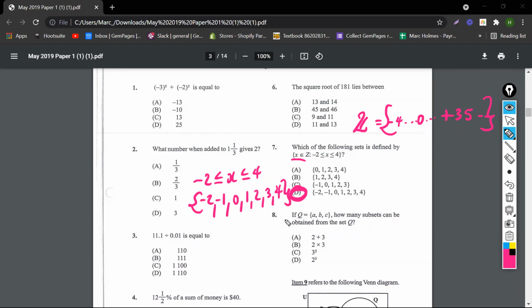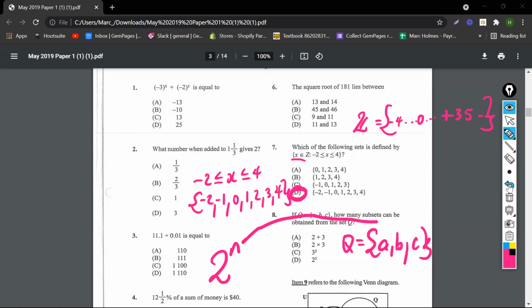All right, guys, so let's do number 8 now. Number 8 says, if Q is equal to {A, B, C}, that's the set for Q, it says how many subsets can be obtained from Q? Guys, this is really easy. The subset formula is always 2 to the n, where n is the number of elements in the set. There are 3 elements in this set, so it should definitely be 2 to the 3. So the answer is D, 2 to the 3.